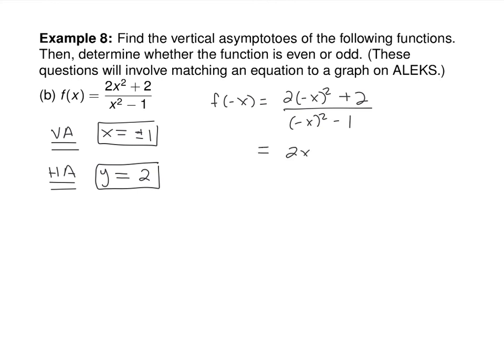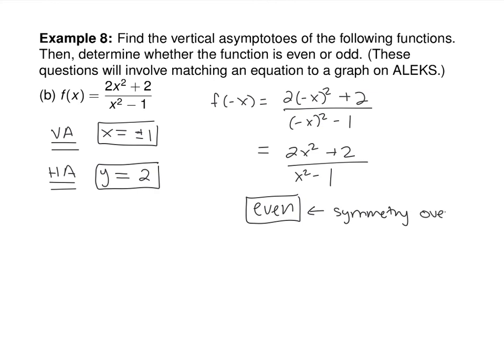Okay, so when you plug in negative x, what happens? Nothing, as in your function goes back to exactly what it was, right? So this function is even, and the picture you're looking for will have symmetry over what? Over the y-axis.